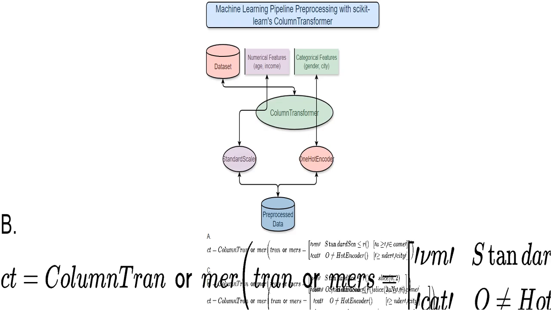Here, I'm using column indices instead of names. 0 and 1 represent the first two columns, numerical, 2 and 3 are the next two, categorical. remainder equals passthrough means any extra columns are kept untouched. It's functional, but names are usually easier to understand.